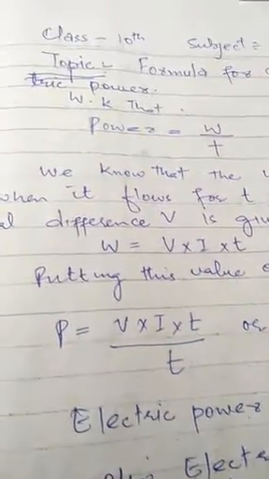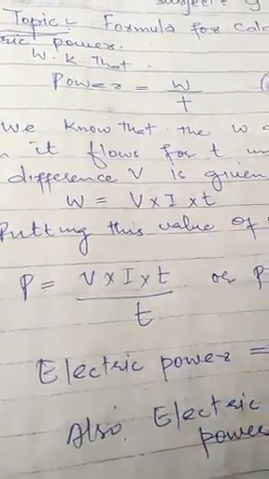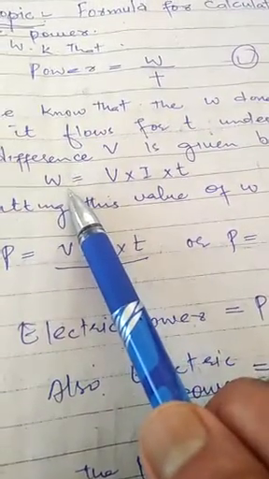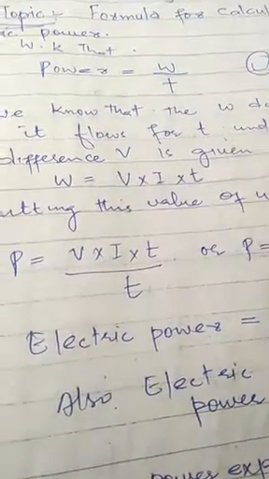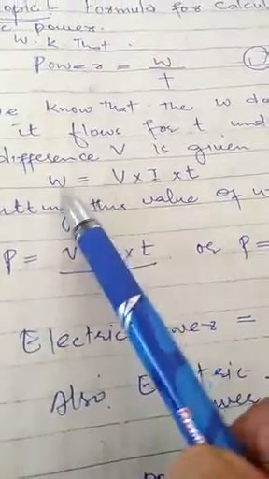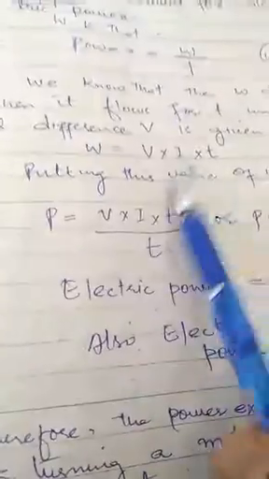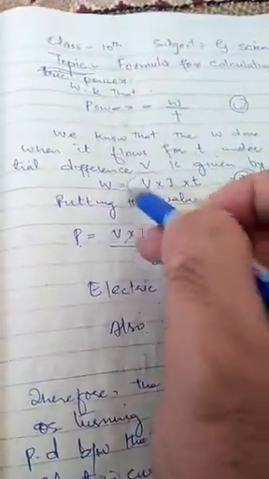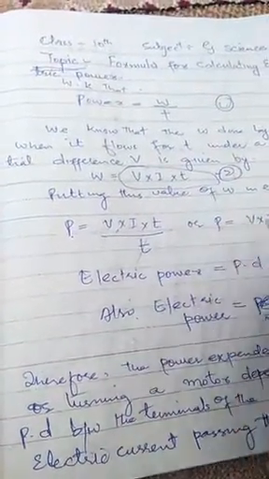We already know that the work done by current I when it flows for time t under a potential difference V is given by the formula W is equal to V into I into T. So, putting this value of W in equation first, P is equal to V into I into T divided by T. T cancels. So P is equal to V into I.